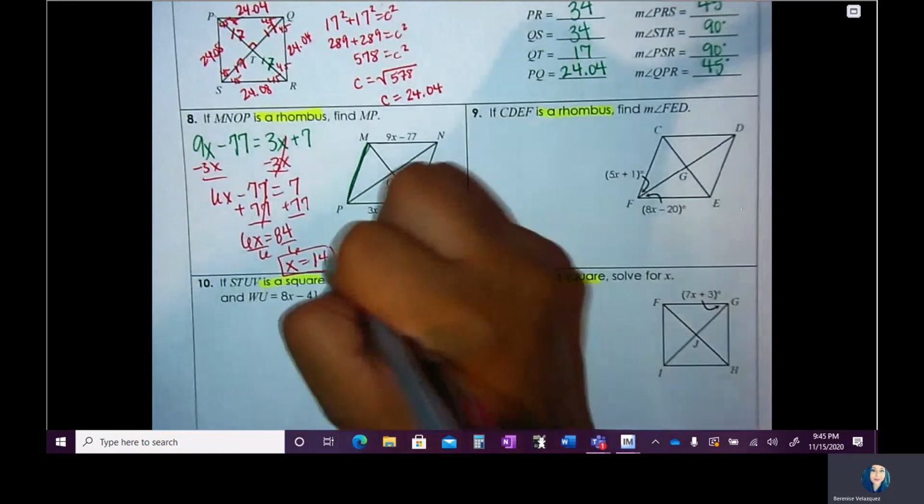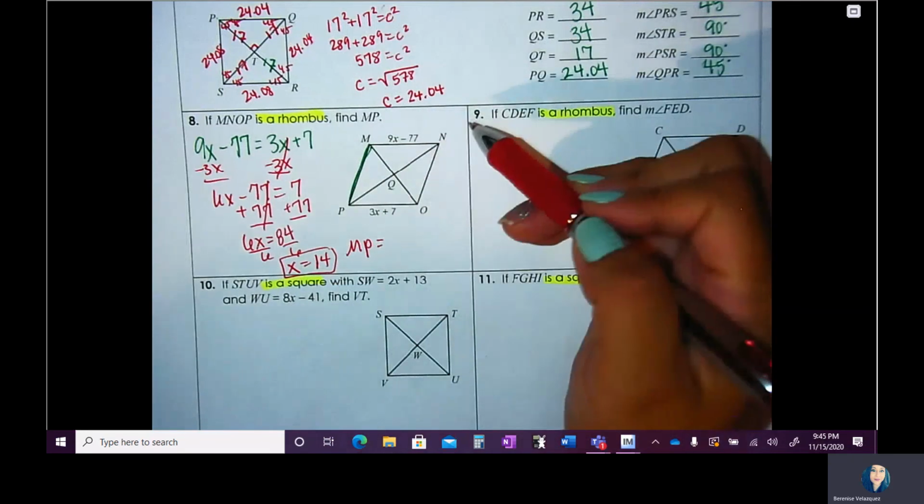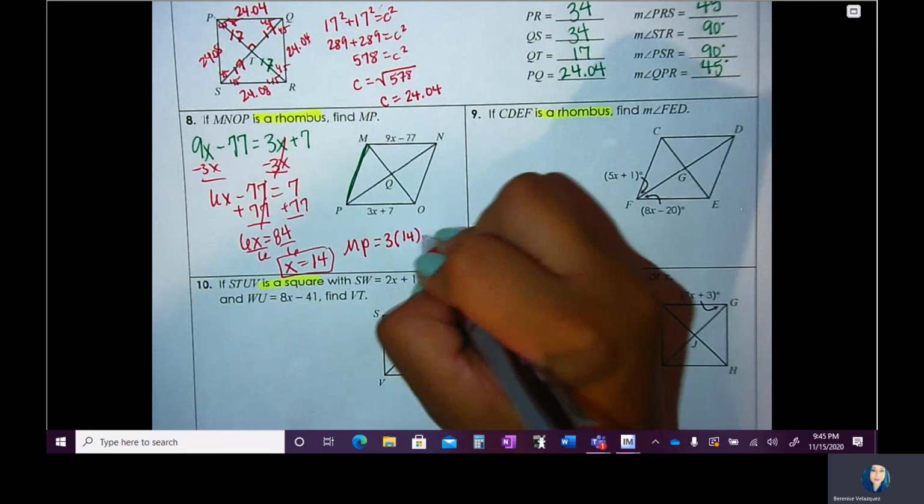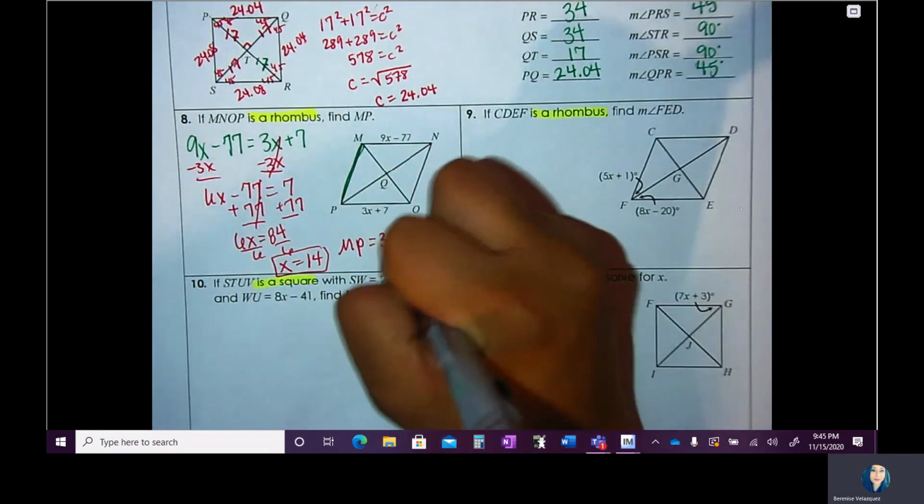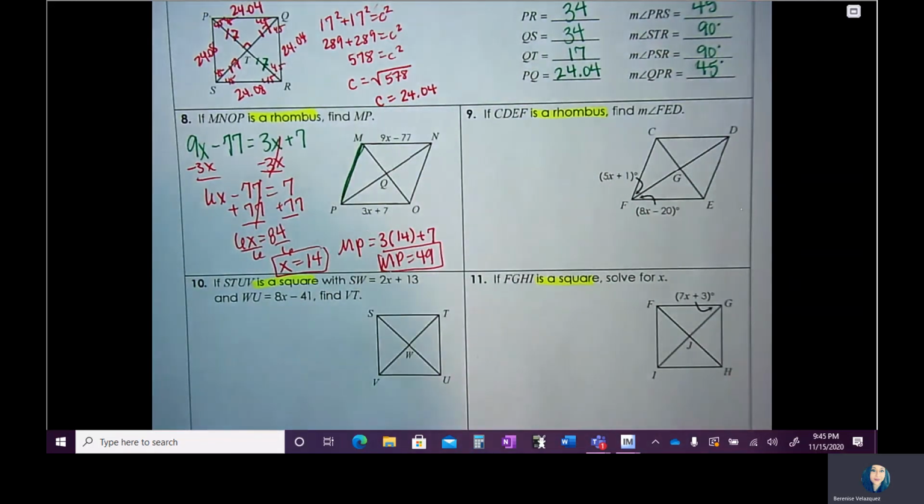My answer is MP. Now MP is any of these sides here, so just pick one to plug it into. So 3 times 14 plus 7 is going to be 49. Now, does it matter which equation? No, because if you did your math right, then it doesn't matter which one we plug it into. You should get the same answer. That's the thing about it. Okay, so we're done on that one.